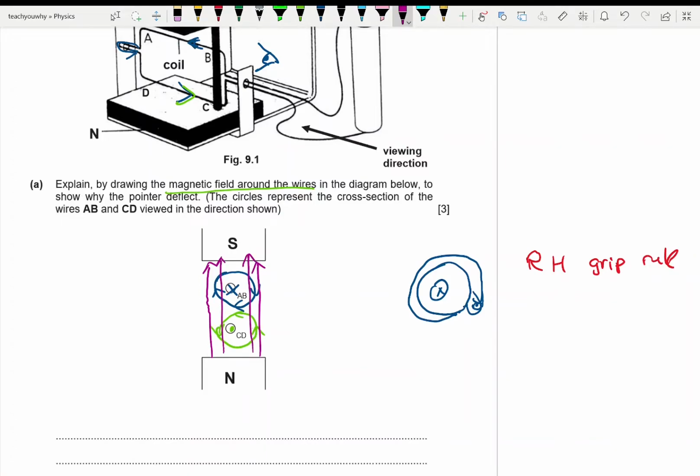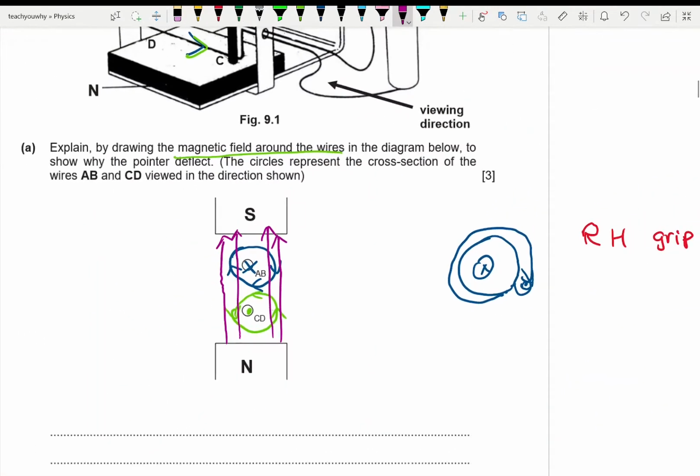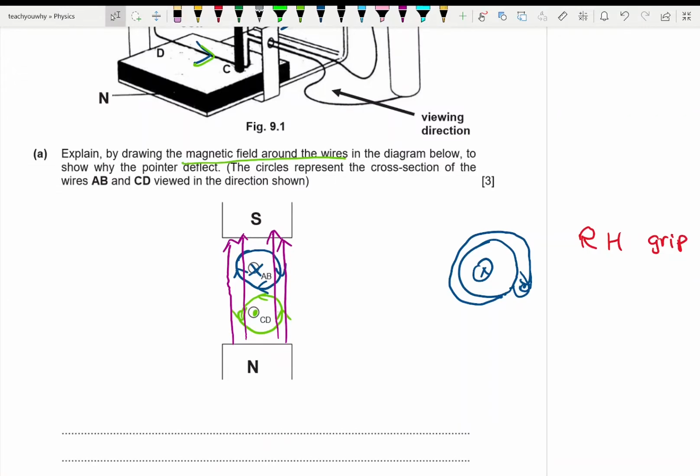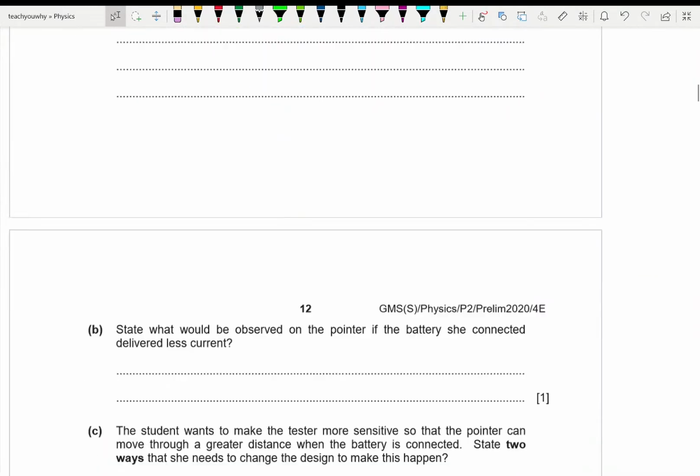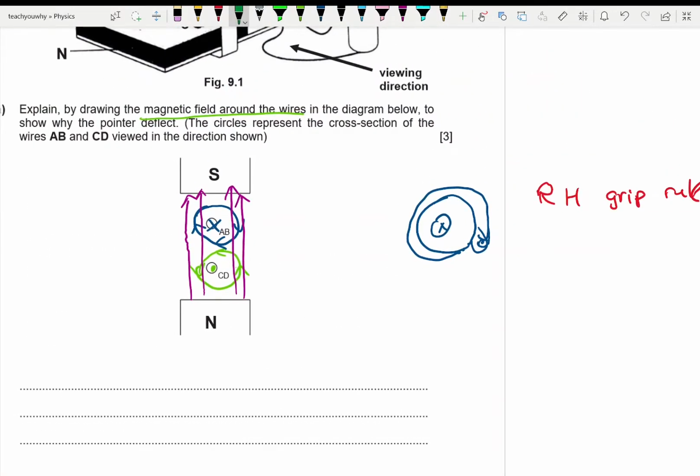Okay, so what can we say? First of all, let's see how it interacts with each other. So we have all the magnetic field and the wire diagram in. Okay, so let's focus here. It's a bit hard for me to describe, but let's focus here.